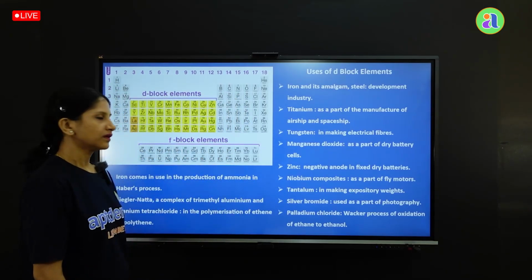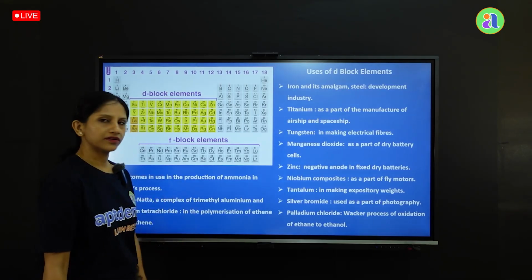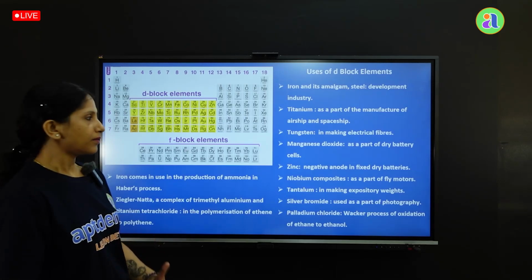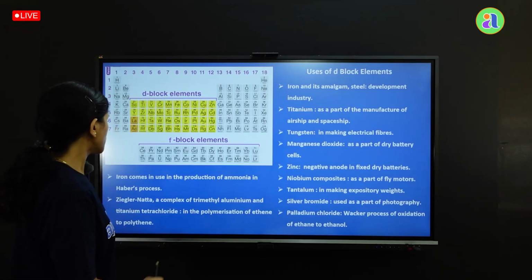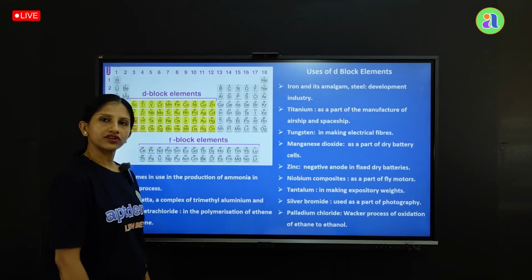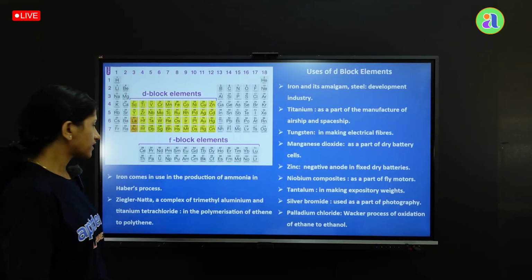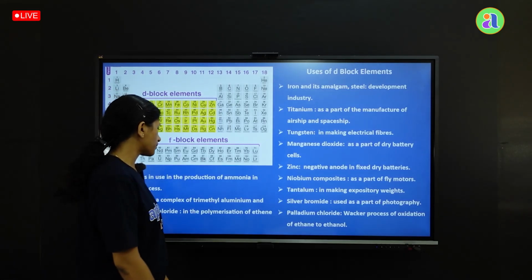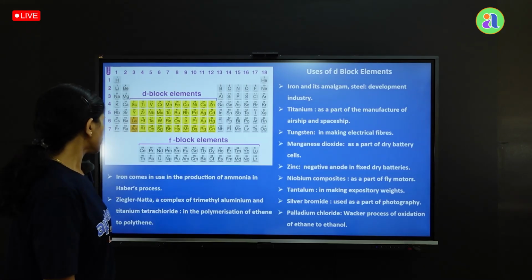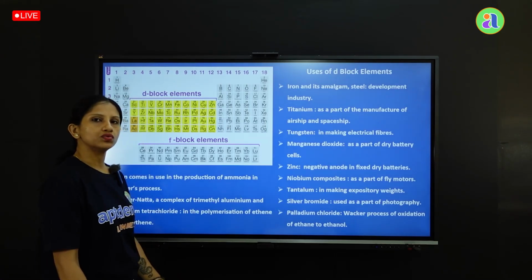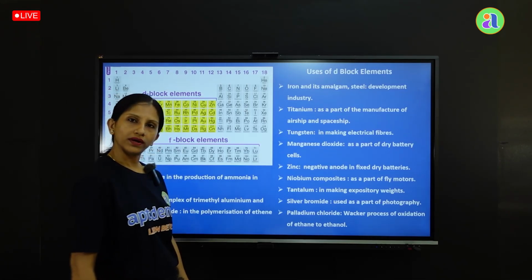Some more: iron comes in use in the production of ammonia in Haber's process. This is a very common chemical reaction, Haber's process, where iron is used in the production of ammonia. Ziegler-Natta is a very renowned catalyst, which is a complex of trimethyl aluminium and titanium tetrachloride. This can be used in the polymerization of ethene to polyethylene.